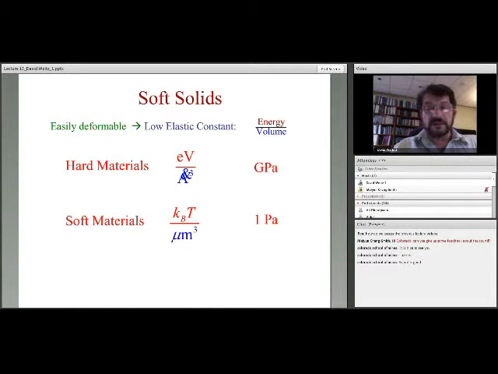So the elasticity of a normal hard material is given by the energy of the bond between the atoms in the material, which, if it's a covalent bond, might be electron volts, divided by the volume occupied by a typical bond, which might be some number of angstroms cubed. And that gives you values that are of the order of gigapascals.